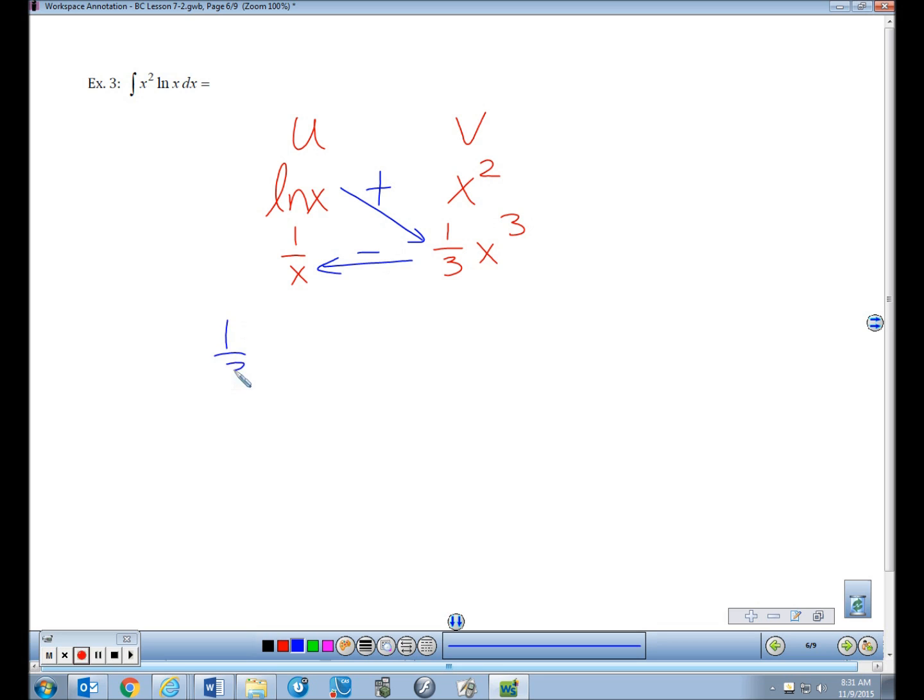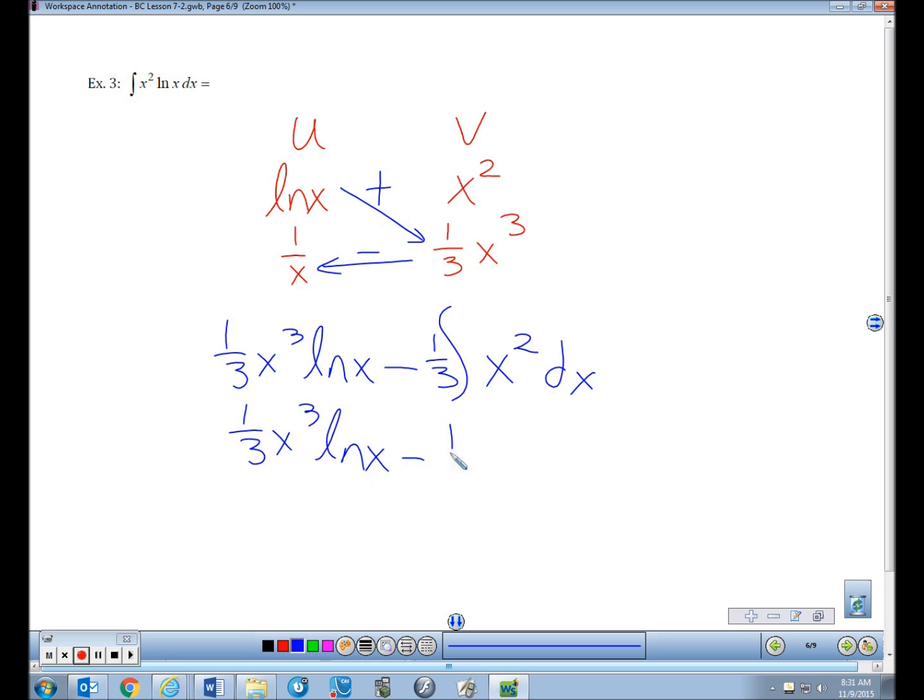So we're going to do 1/3 x cubed log x minus the integral of 1/3 x cubed times 1 over x, which is going to be x squared. From here we would get 1/3 x cubed log x minus, and this would become 1/9 x cubed plus c. And that's a perfectly acceptable way to do this particular problem. There is an alternative way of doing this problem as well, and it's called borrowing.